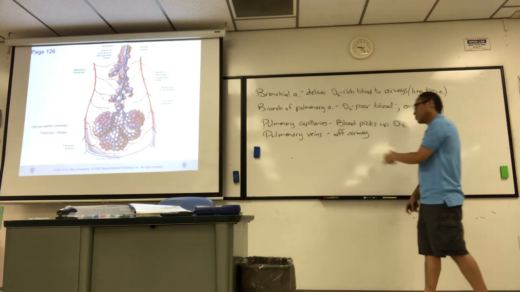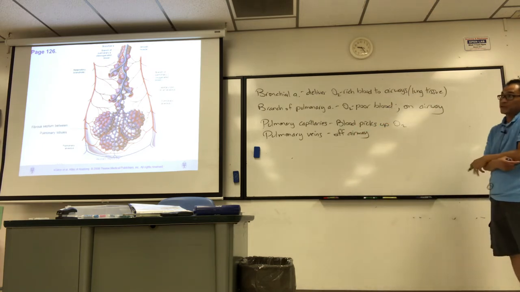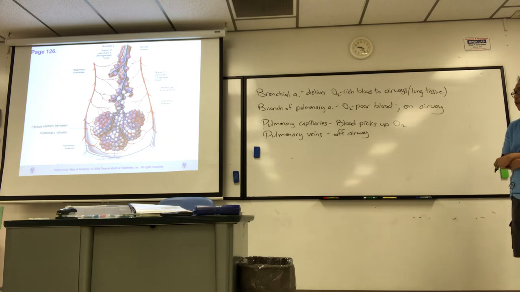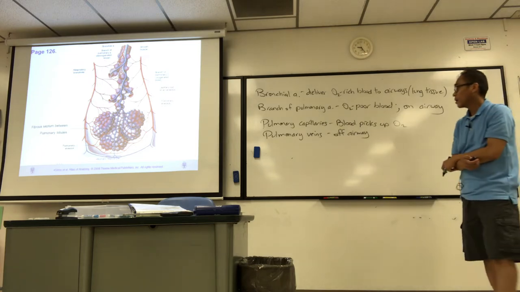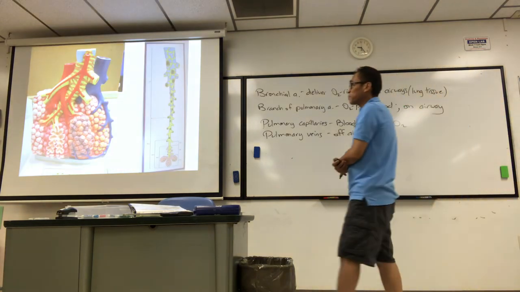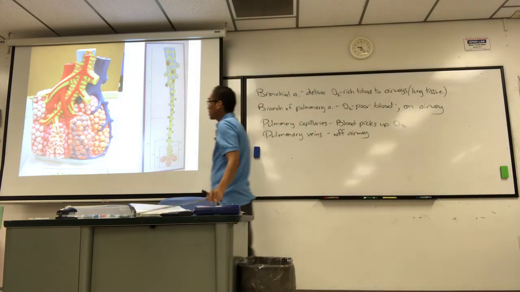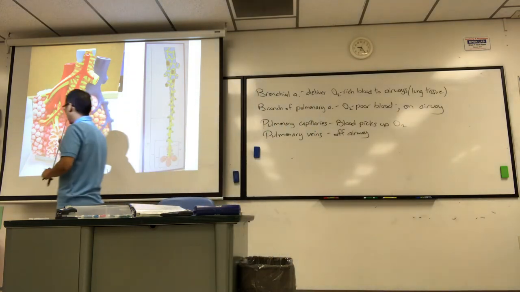I said that before, but you should know. Eventually these are going to form four pulmonary veins that deliver blood to the left atrium. Okay, that you should know. They're off the airway. So here are some pictures, and the colors on this model make it kind of easy.